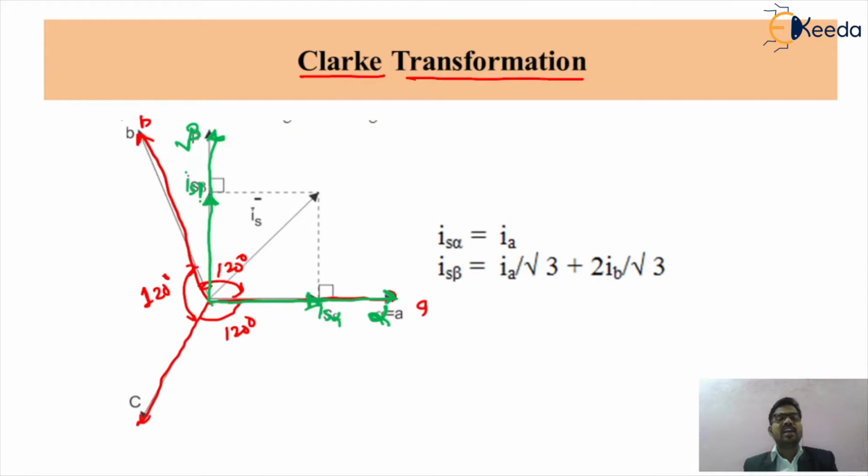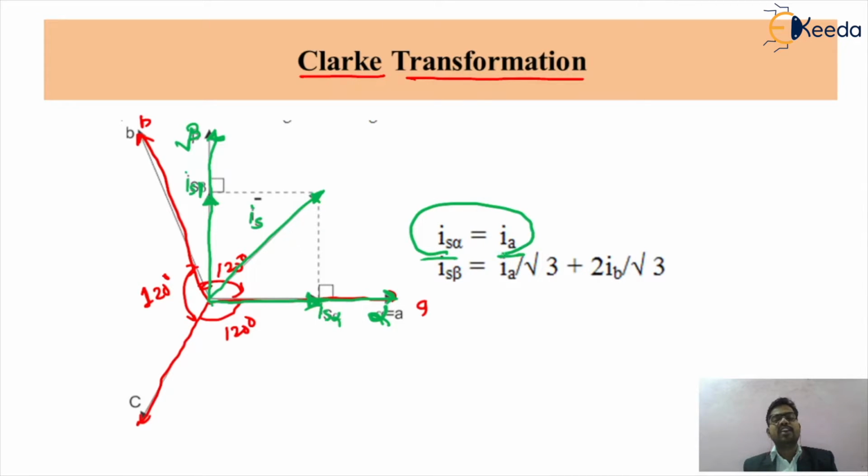So the angle between alpha and beta will be 120 degrees. If you want to get the resultant of this term, we call it Is. If we want to find the value of Is alpha, as shown in the phasor diagram, Is alpha is equal to Ia, because these values are in phase quadrature with each other.